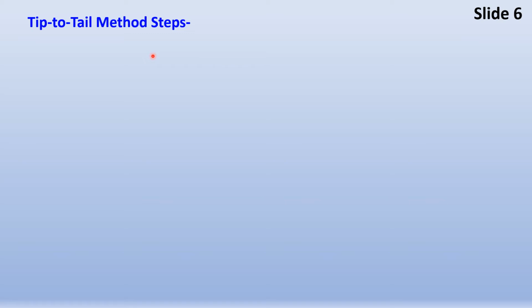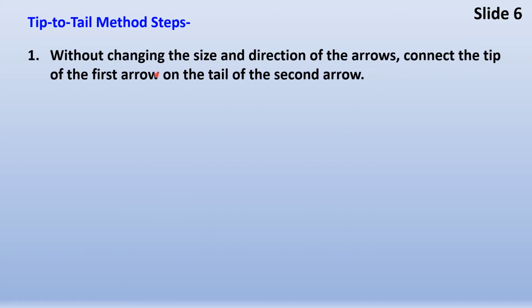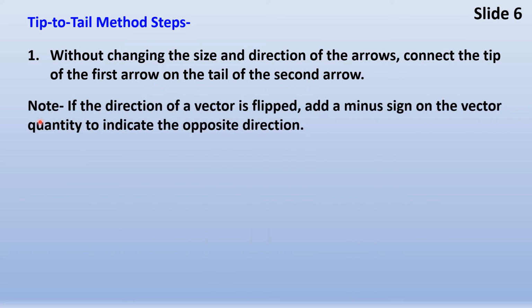Here are the Tip-to-Tail method steps. Step 1. Without changing the size and direction of the arrows, connect the tip of the first arrow on the tail of the second arrow. Here a note: if the direction of a vector is flipped, add a minus sign on the vector quantity to indicate the opposite direction.